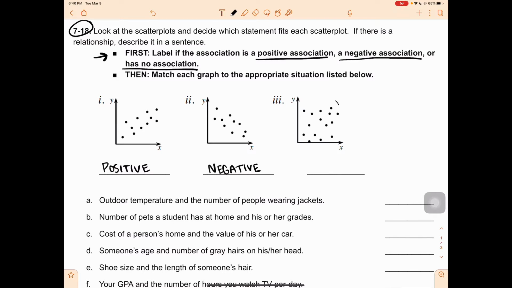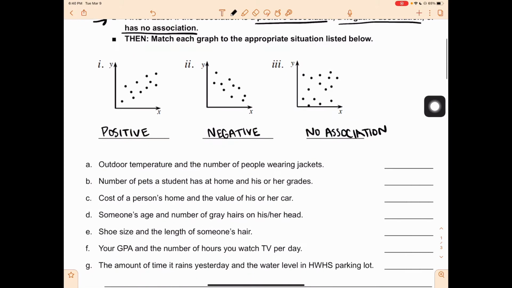And then in this third one, I can't really draw any single line that goes through most of the data. So there's no line of best fit. So there's really no association between these points. They have no relationship. No association. Okay, so now let's start thinking about some problems in context down below.